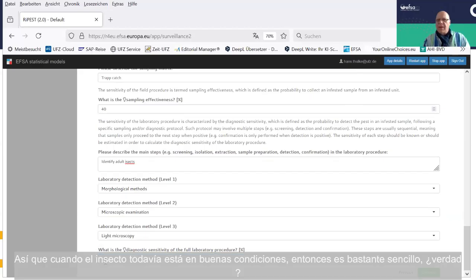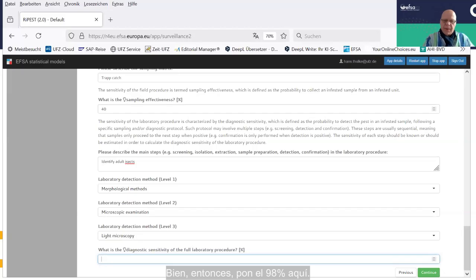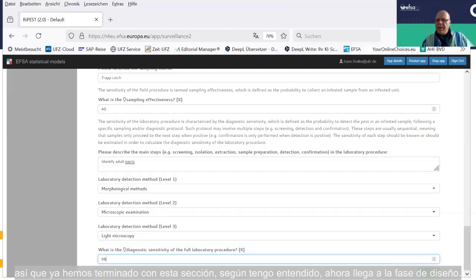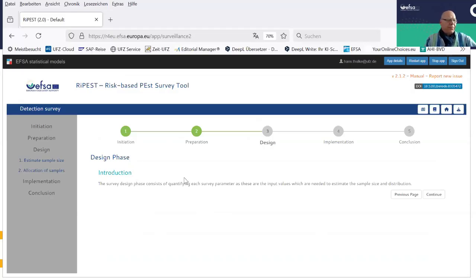So when the insect is still in a good condition, then it's quite straightforward, right? Yes, but consider that we're taking these insects from the trap, so we may have some problems. So we could go for something lower, like 98%. Okay, for example. Then put 98% here. So we are done now with this section, as I understand, right? It comes now to the design phase. Okay.